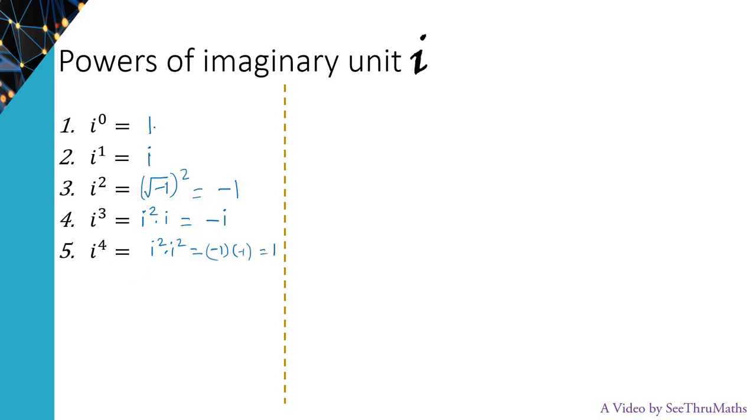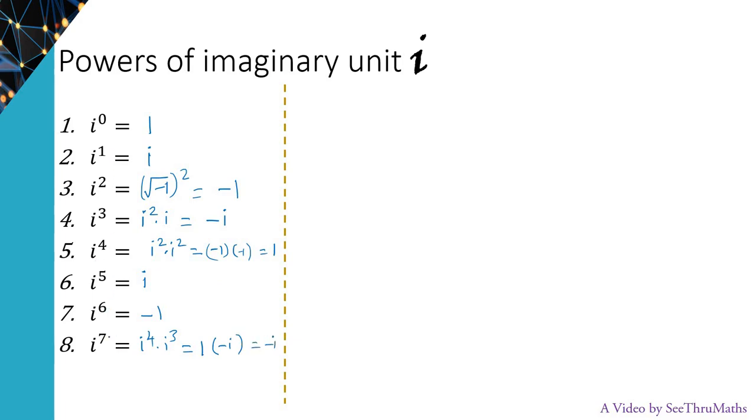If you see the answers, now the values are repeating. So i power 0 and i power 4 are the same. In the same way, i power 1 and the next one, i power 5, these two are the same, equal to i. So i power 6 is the same as i power 2. It is nothing but minus 1. i power 7 is i power 4 multiplied by i power 3. i power 4 value is 1, multiplied by i power 3 which is minus i. So this is equal to minus i.